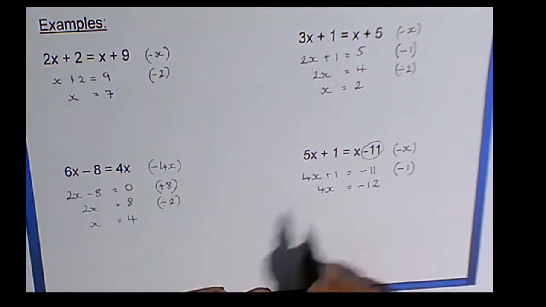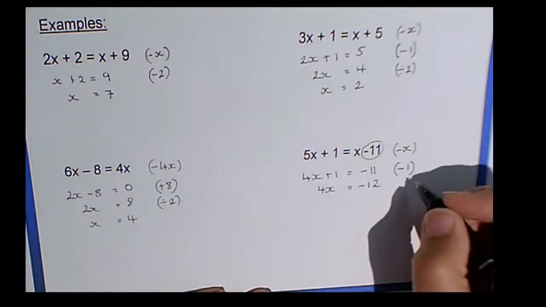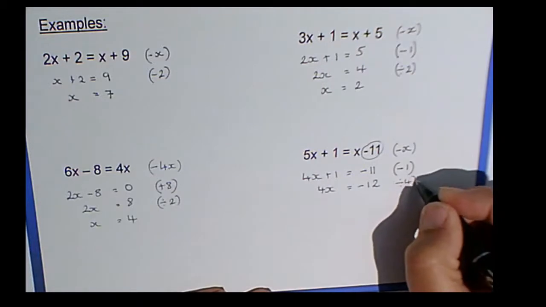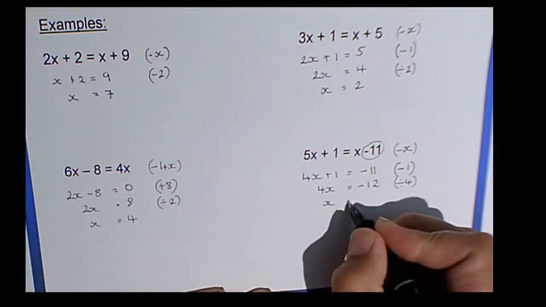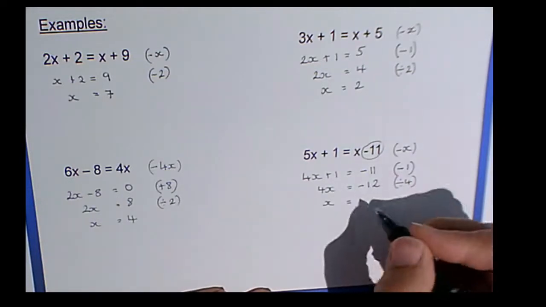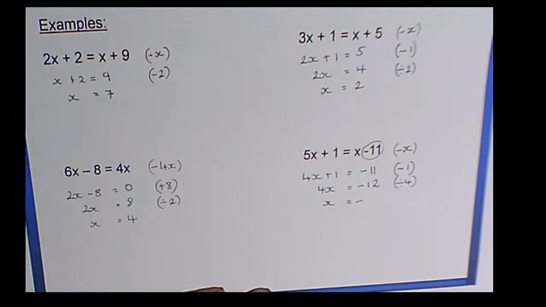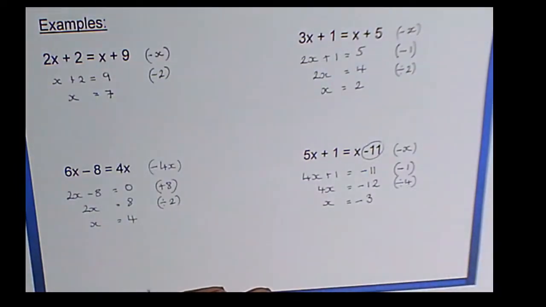And again, we want our x by itself. So we're times by 4. The opposite, the inverse, is divide by 4. So we're going to divide both sides by 4. So that gives us x. Now, a negative divided by a positive is going to give us a negative answer, and 12 divided by 4 is 3. So our answer this time is negative 3 or minus 3.